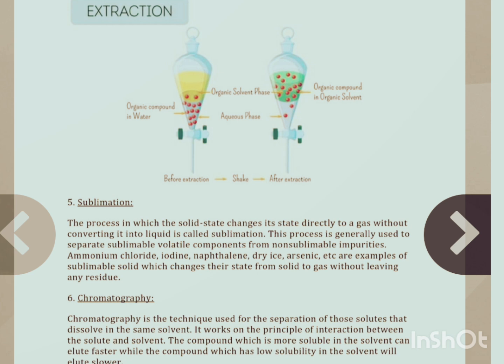For example, take camphor. See, once it is burned, what will happen? Directly the solid will change into the gaseous state without going to the liquid state. Okay, that we can take as an example of sublimation.